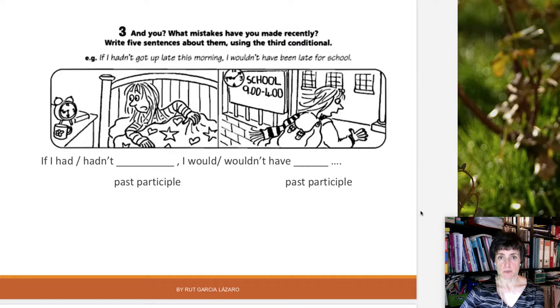And what about you? What mistakes have you made recently? For instance, this girl didn't get up on time, so she got late. And now she thinks, if I hadn't got up late this morning, I wouldn't have been late for school. So write your own ones. And this is the structure. If I had or hadn't done something, I would or wouldn't have done another thing.